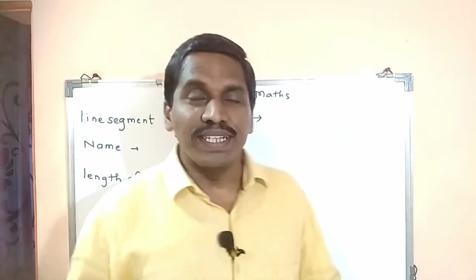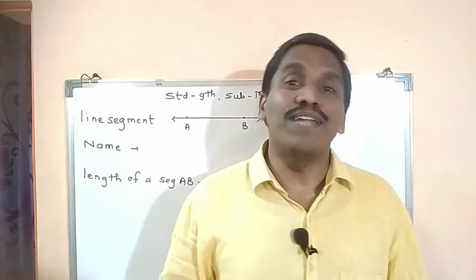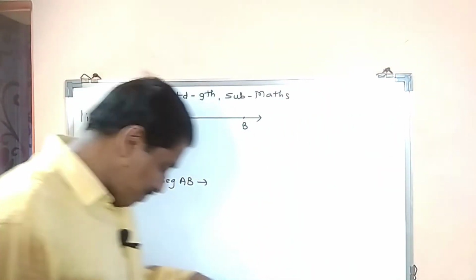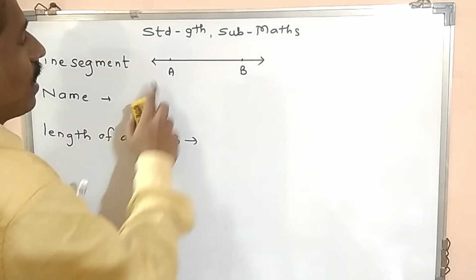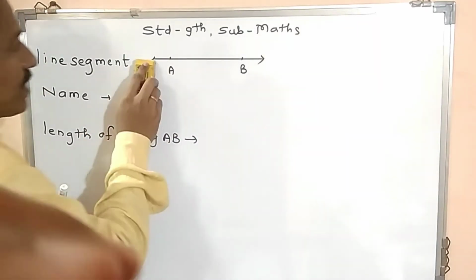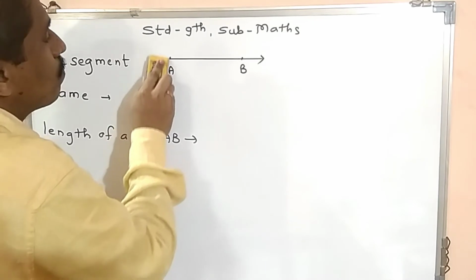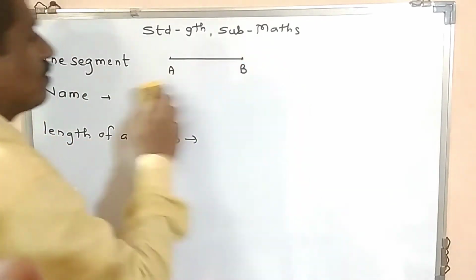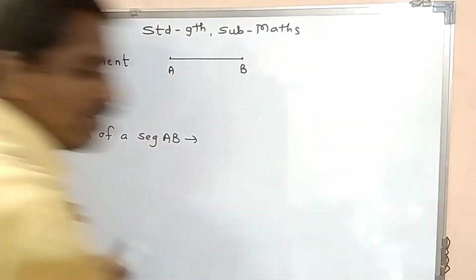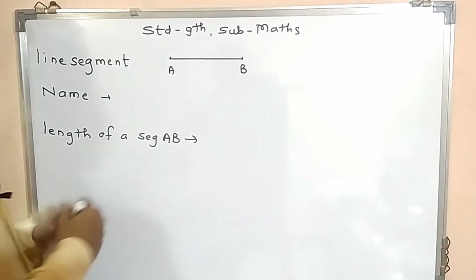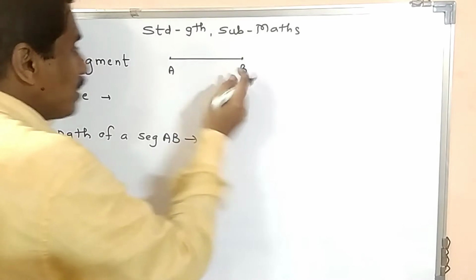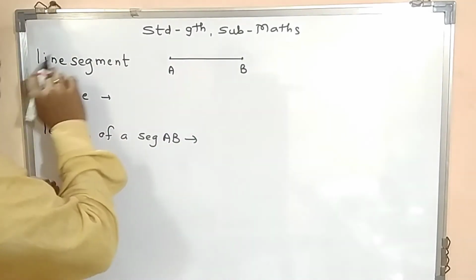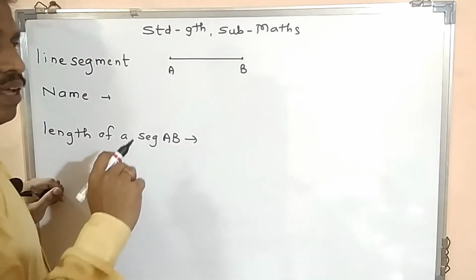Line segment is a subset of line. Suppose this is line AB. If I cut this line at both the ends, the figure I will get is called segment AB. Segment AB is a subset of line AB.